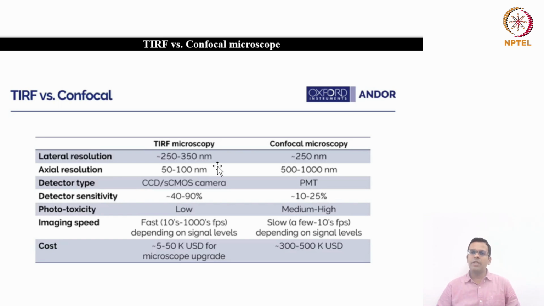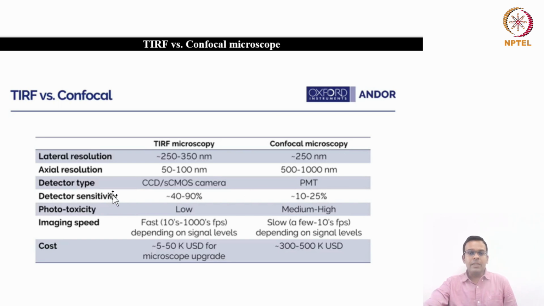It only gives you the information very close to the cover slip. Okay, it cannot give you international information throughout the cell. So that's why it provides better axial resolution of 50 to 100 nanometer, whereas in confocal microscopy, the axial resolution is 500 to 1000 nanometer, but confocal can take the Z-stack information of the cell, whereas TIRF microscopy cannot provide you the entire Z-stack information for the cell.